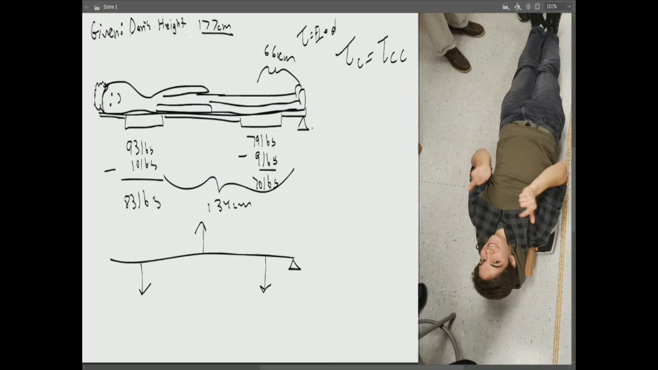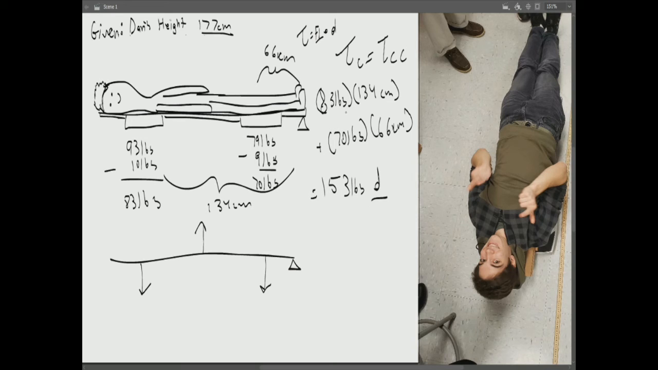So here we would have 83 pounds times the distance 134 centimeters plus 70 pounds times 66 centimeters, and that would equal our Dan's weight, and we figured out that it should be around 153 pounds. Right? Yep, 153 pounds times the distance, which would be our center of mass.